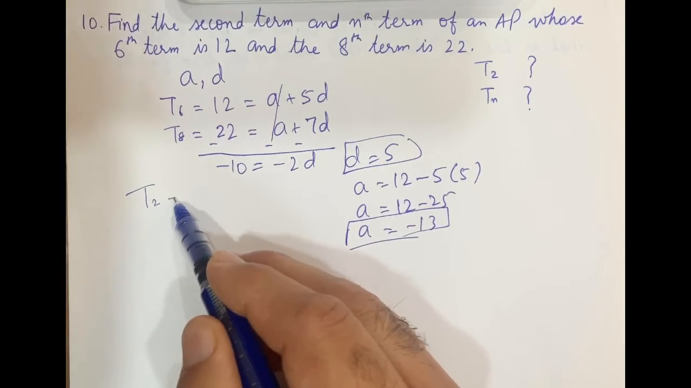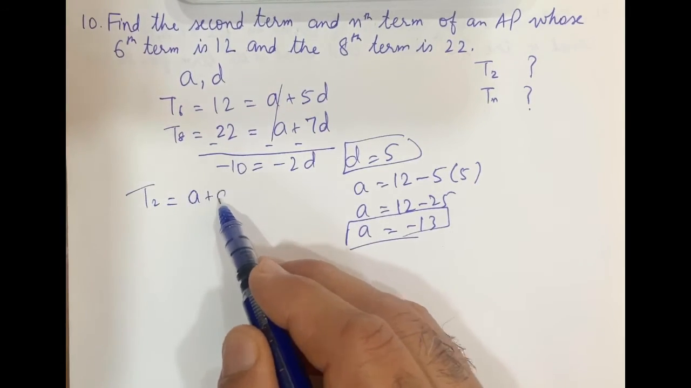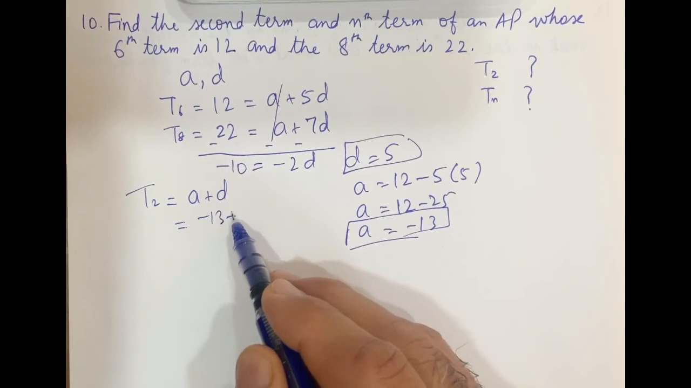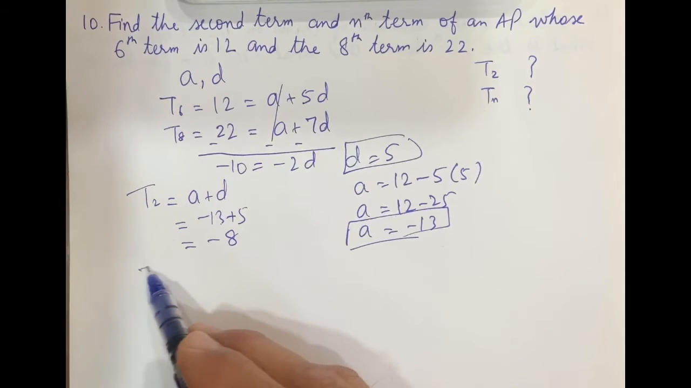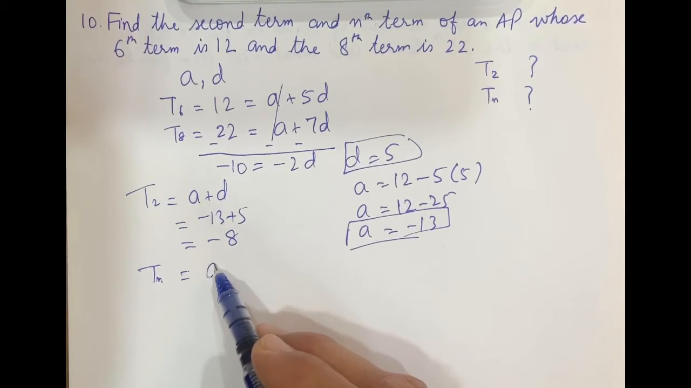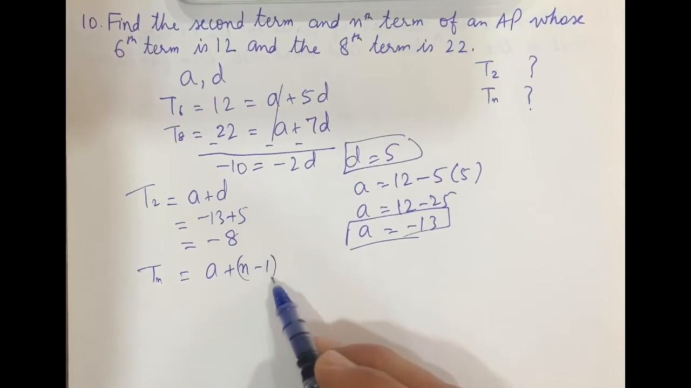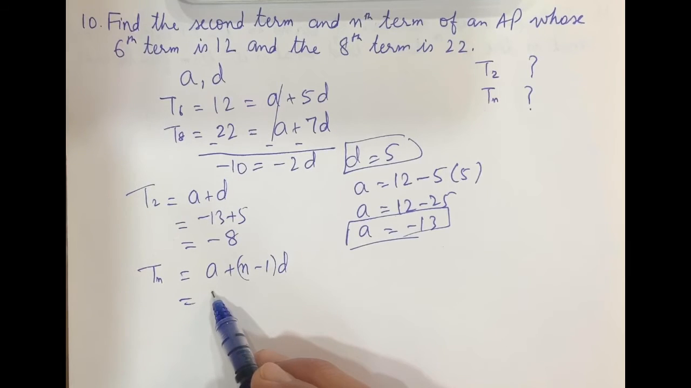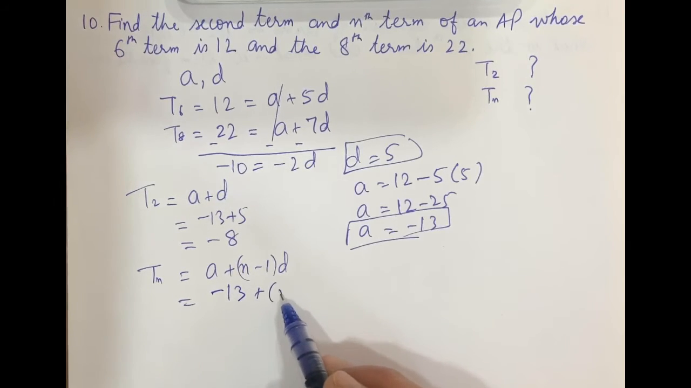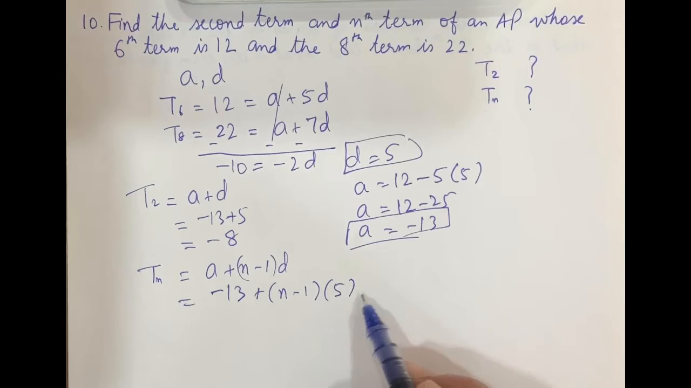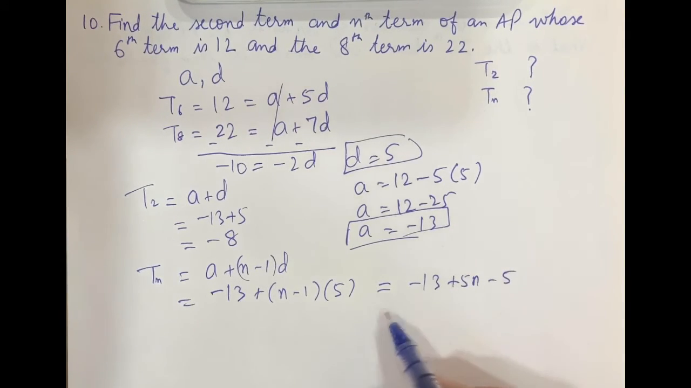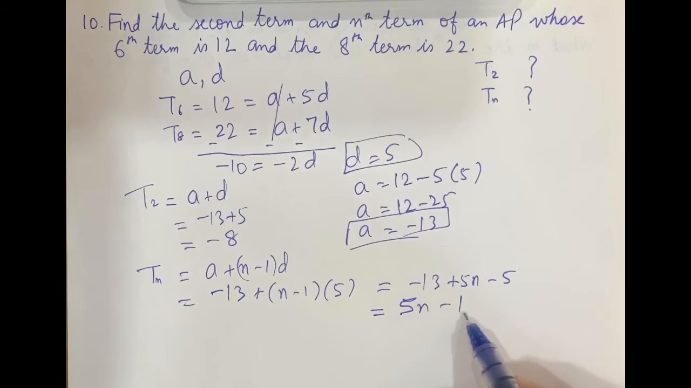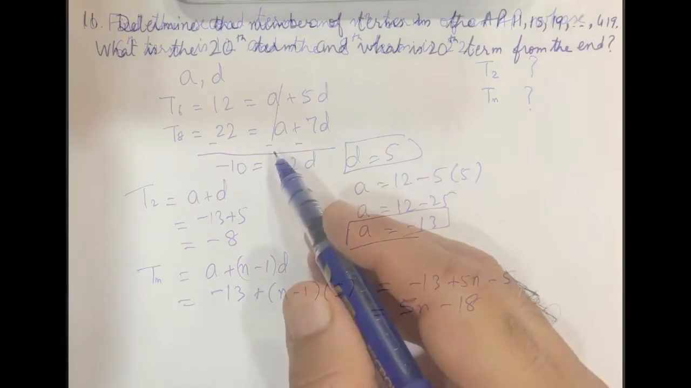So second term, this will be A plus D. That's minus 13 plus 5, or this is minus 8. And nth term is A plus (n minus 1) into D. A is minus 13 plus (n minus 1) into D is 5. So minus 13 plus 5n minus 5, this is 5n minus 18. This is the answer.